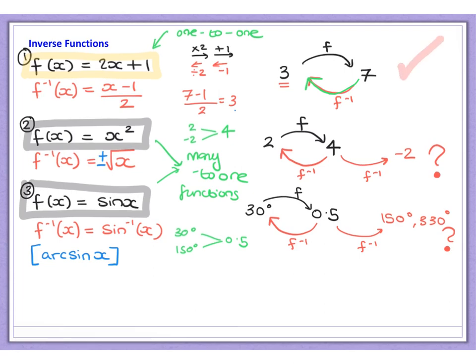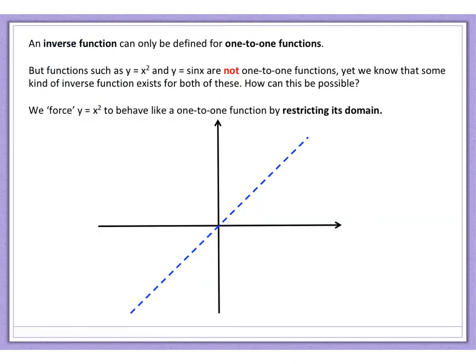But defining an inverse function for a many-to-one function is something we have to think about a little bit more carefully. And so this takes us to the concept that an inverse function can only truly exist or be defined for a one-to-one function. So what do we do about functions such as y equals x squared and y equals sine x, which are clearly not one-to-one functions?